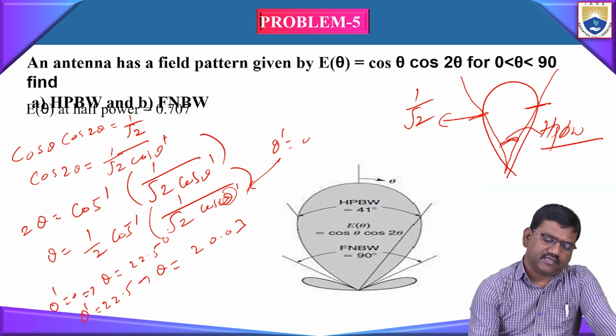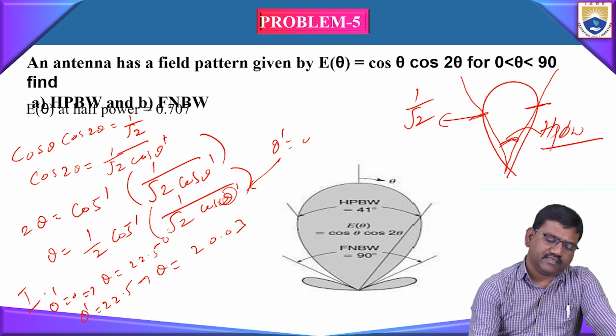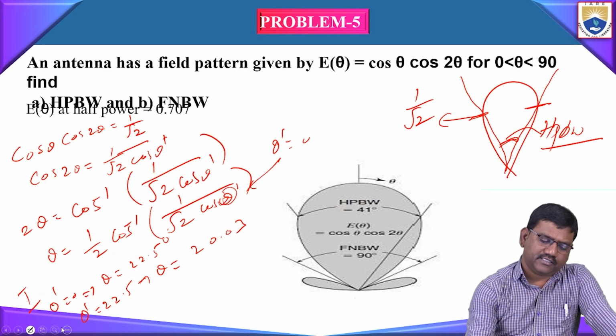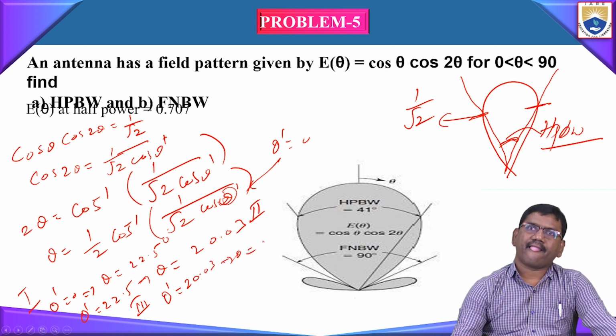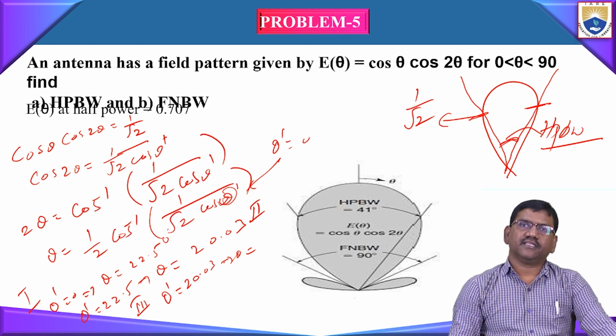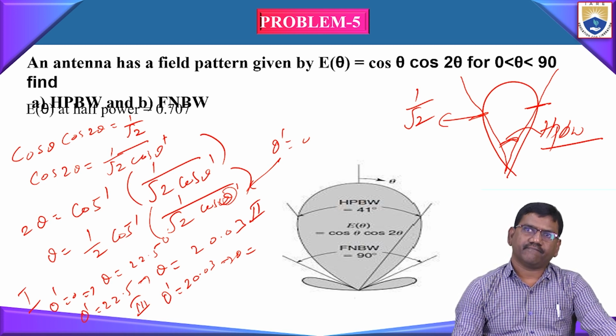This is the first iteration, this is the second iteration. And in the third iteration, what we need to do is substitute theta dash is equal to 20.03 and find out the value of theta. Now repeat the iteration till theta dash will be equivalent to theta value.